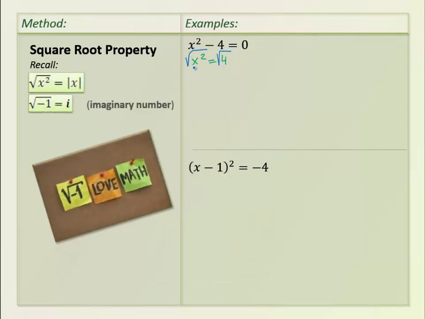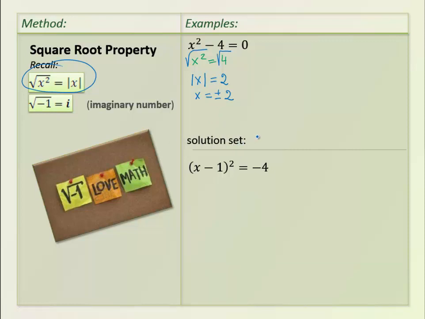Now let's recall that the square root of x squared is not just x. It is actually the absolute value of x. So instead of the root of x squared, we'll write absolute value of x equals, and the square root of 4 is just 2. Now, quite often we skip this step, and instead of writing absolute value of x, we write at once x equals plus or minus 2. So remember, either absolute value or plus or minus on the other side. So yes, we've got the two solutions as before, as we expected.